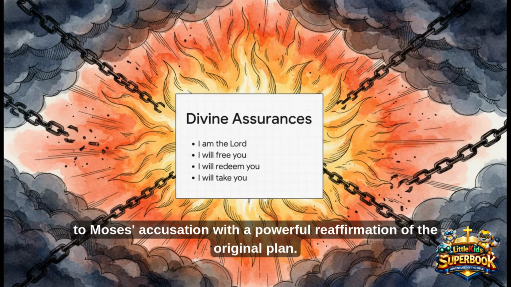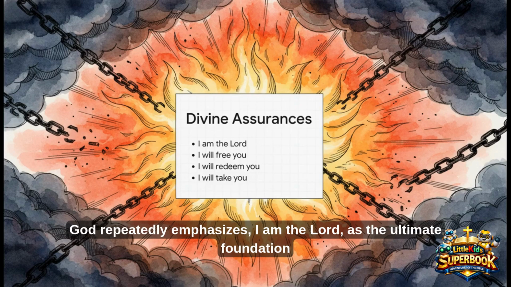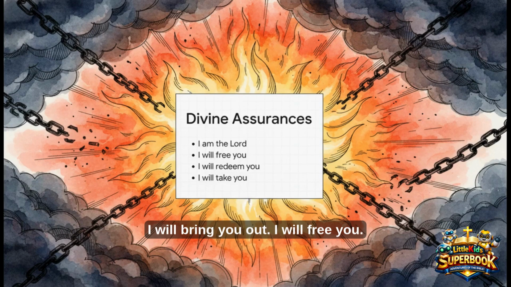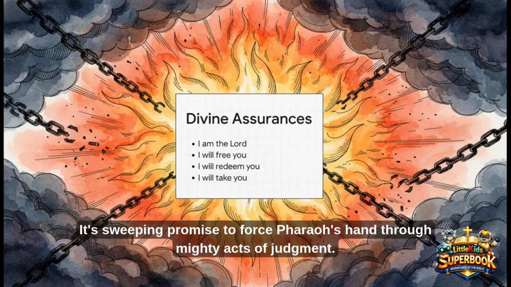God responds to Moses' accusation with a powerful reaffirmation of the original plan. Listen to the definitive structure of these divine assurances. It's a series of absolute, definitive promises. God repeatedly emphasizes, I am the Lord, as the ultimate foundation of these claims, and follows it up with decisive I will statements. I will bring you out, I will free you, I will redeem you, I will take you as my own people. It's a sweeping promise to force Pharaoh's hand through mighty acts of judgment.